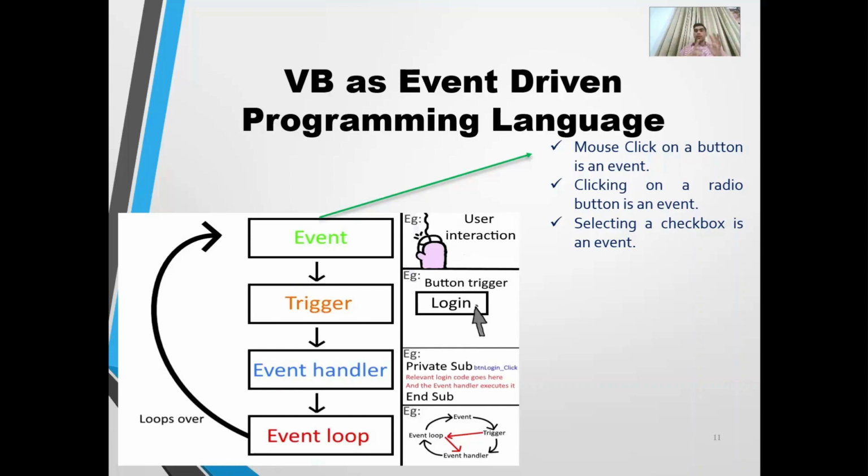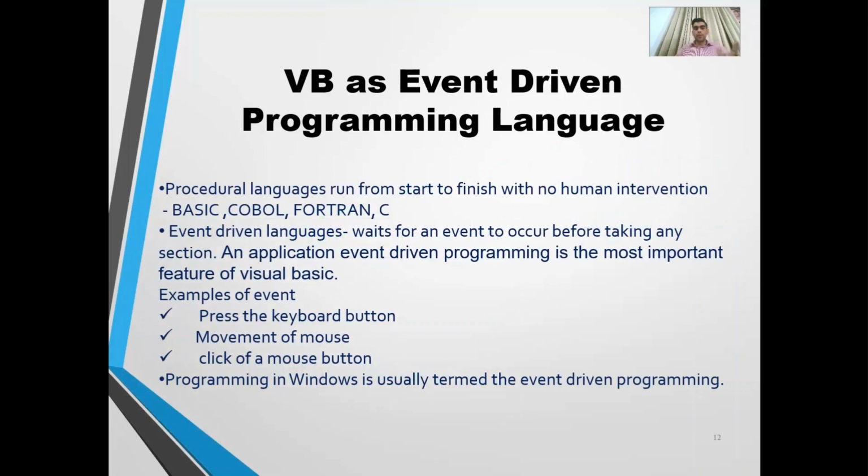It means when we press the button of the fan, an event happens, a trigger is fired, and the fan will automatically run. So the process is: event, then a trigger fires, event handler, and the event loop. It will execute. So Visual Basic is an event driven programming language.